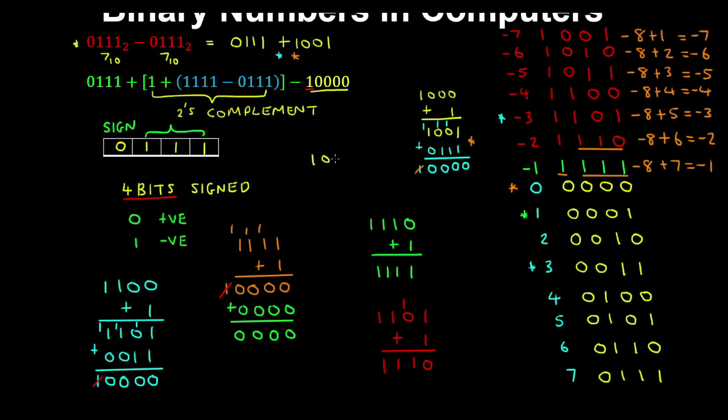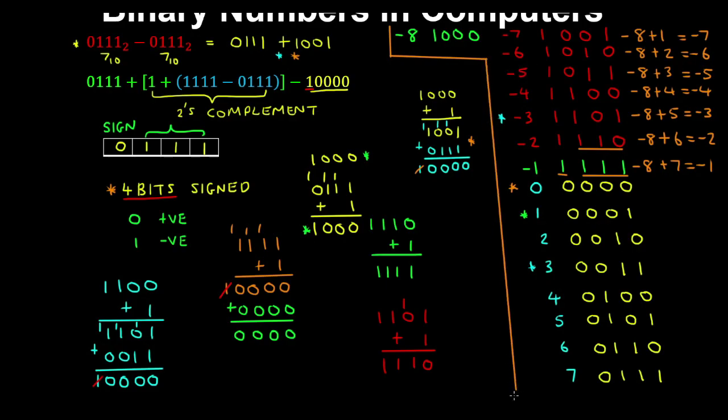So recall that 8 in binary is 1, 0, 0, 0. So if we flip the bits, we get 0, 1, 1, 1, and add 1 to obtain a 2's complement. So we have 0, 1, 0, 1, 0, 1, and 1. So the 2's complement of 8 is the same binary number. So negative 8 is 1, 0, 0, 0. So therefore 4 signed bits can represent the numbers from negative 8 to positive 7 in computer memory.